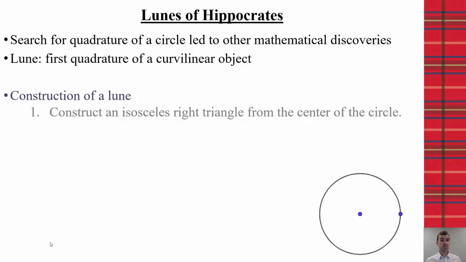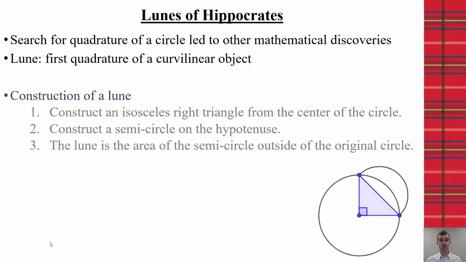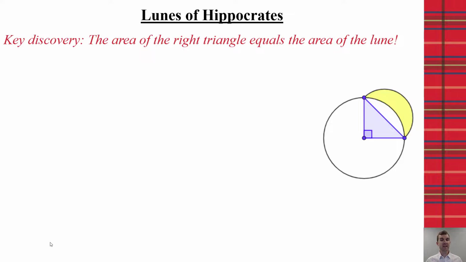So first, we're going to start with a circle, and we're going to construct an isosceles right triangle in the center of the circle. Now, what we do then is create a semicircle off the hypotenuse. The lune then will be all of the part of that semicircle that's on the outside of the original circle. And what you notice here by doing this is that the area of that right triangle inside the circle will have the same area as that of the lune, which allows us then to solve problems and understand the lunes better.